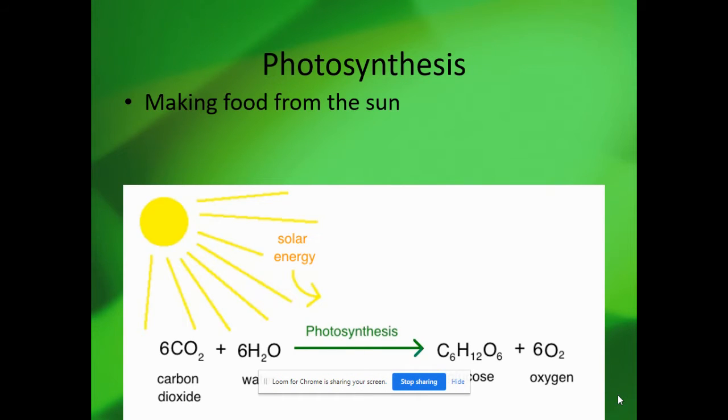Photosynthesis is just the process of making food from the sun. So they take all that sun energy, they add carbon dioxide, they add water, and they end up getting glucose, which is what this formula shows down here. And glucose is a carbohydrate, it's a sugar, and that is their food.